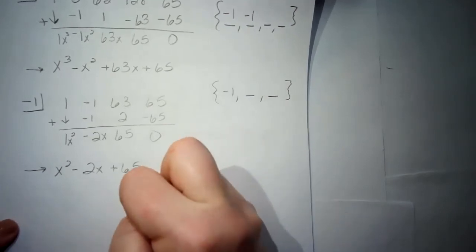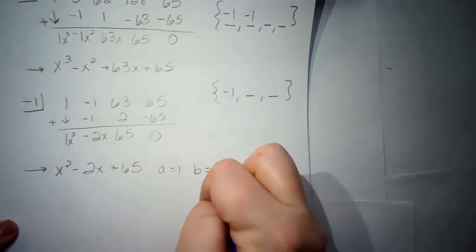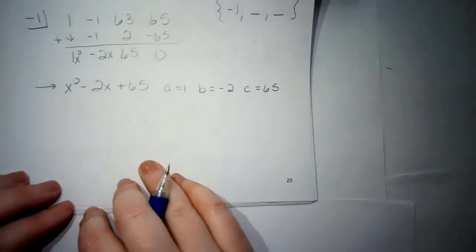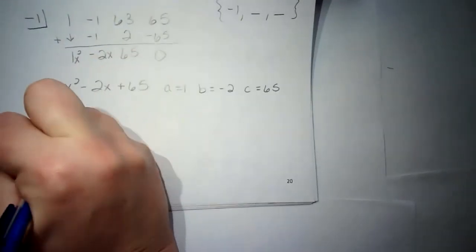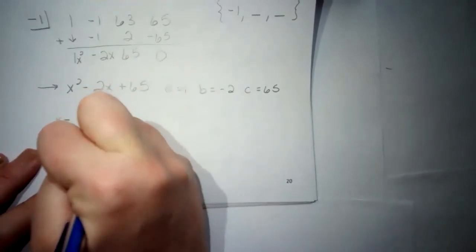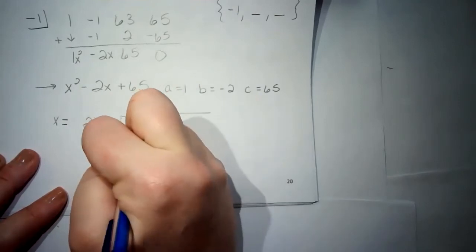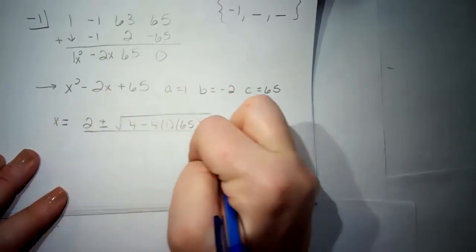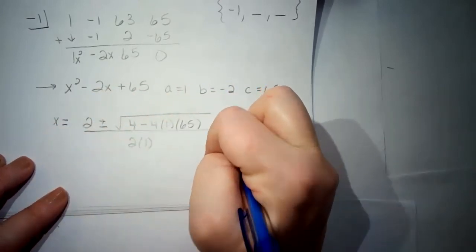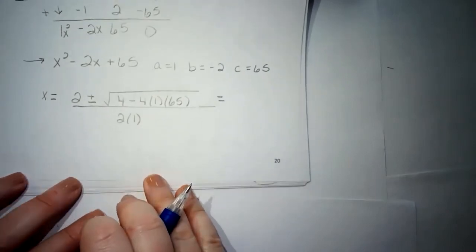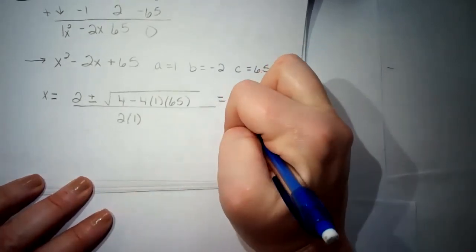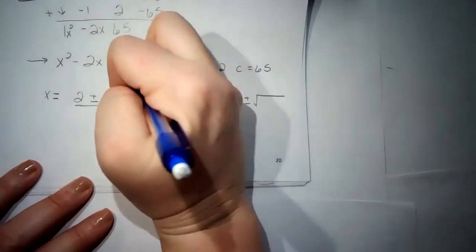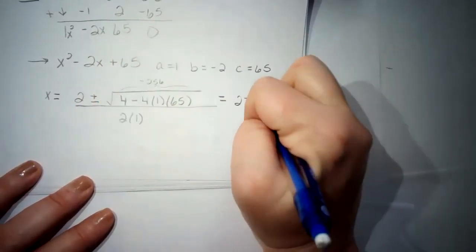Okay, so let's see. A is 1, B is -2, C is 65. I can't factor that because again, answers are imaginary. So I'm going to have the opposite of B plus or minus the square root of B squared minus 4 times A times C, all over 2A. I know I'm going kind of fast just because I wanted to get to that next one. That's going to give me, under my root, -256.